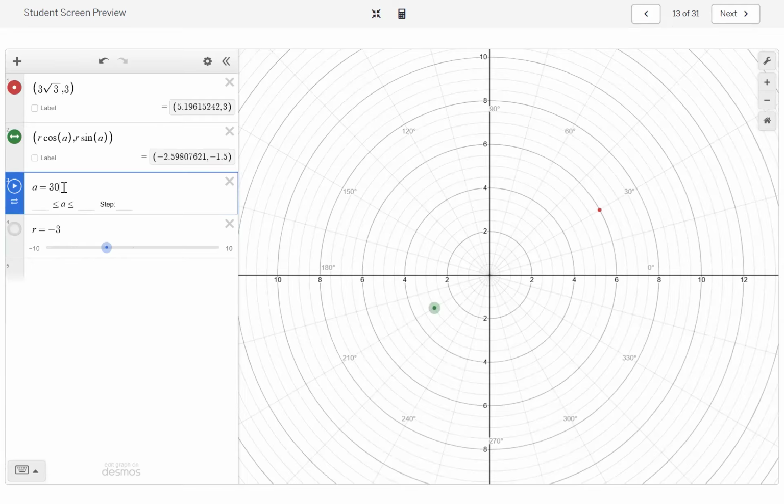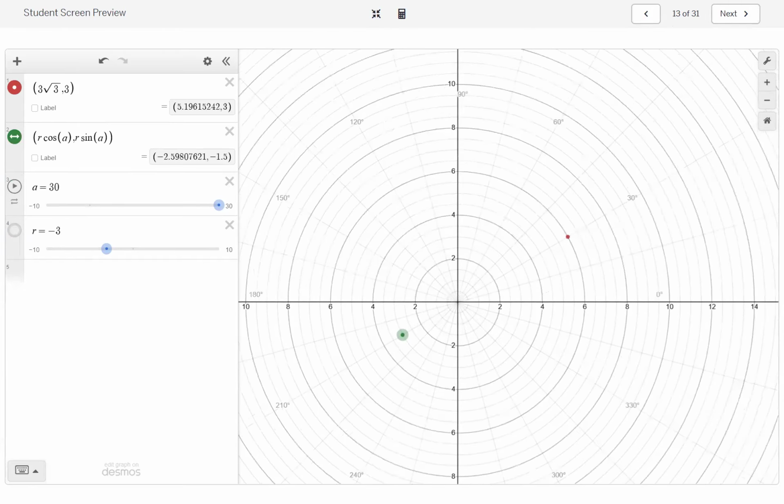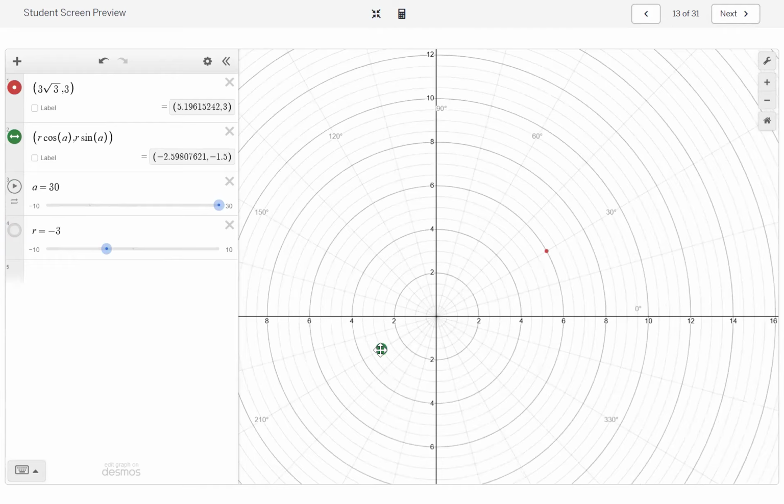So if I wanted to know what's the point that has a radius of -3 with an angle of 30 degrees, then I can see that's in quadrant 3 now, because we're on our pi/6 line, which is our 30-degree line. But we've moved back into quadrant 3, -3, that's halfway between the 2 and the 4 rings.